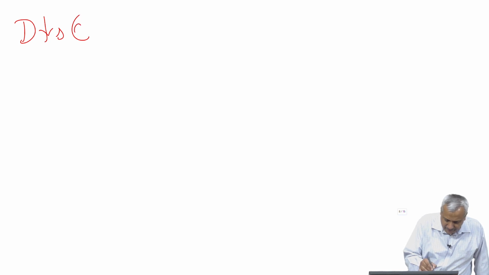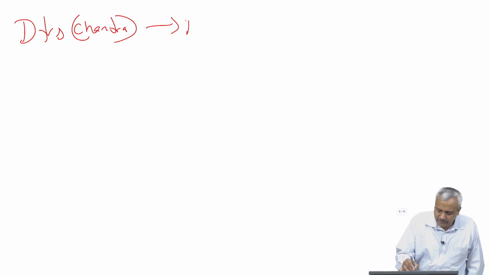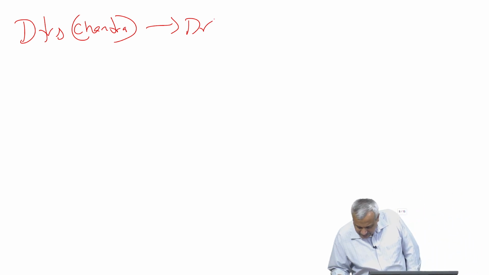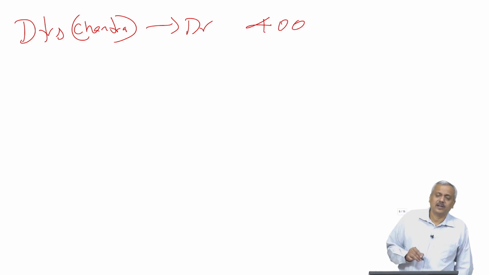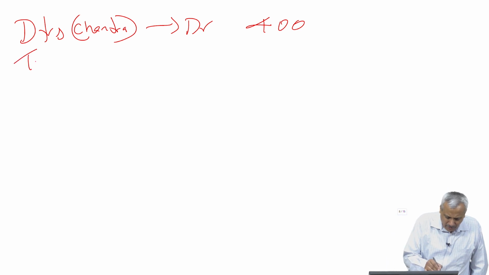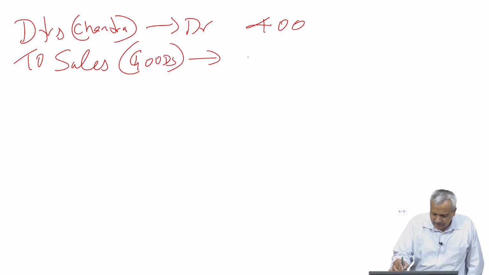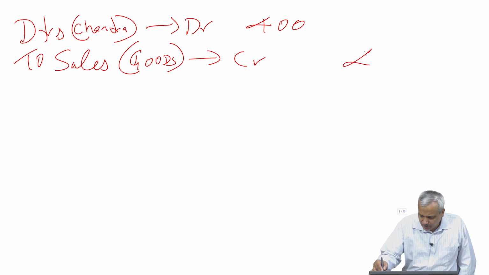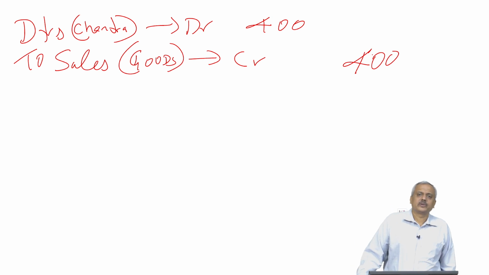Chandra is receiving the benefit of this credit. How much is he receiving? He is receiving goods to the extent of 400. All right, now, what is happening as far as I am concerned? The goods are going out of my factory. So, basically sales. Debit what comes in, credit what goes out. Goods are going out, and I credit to the extent of about 400.